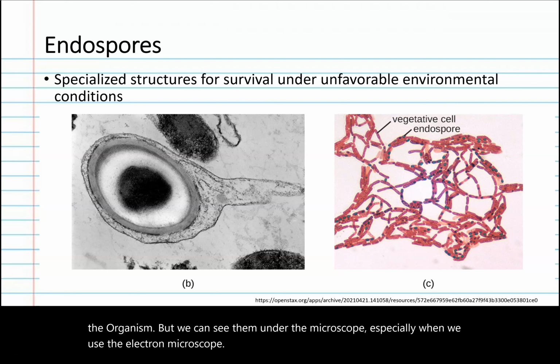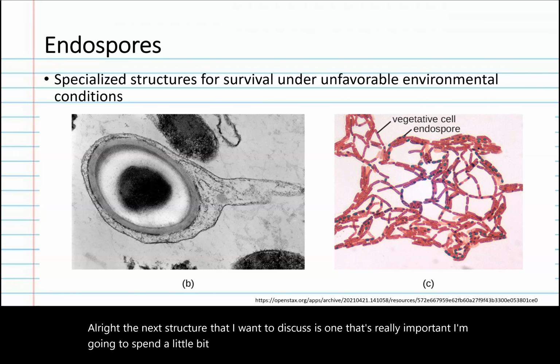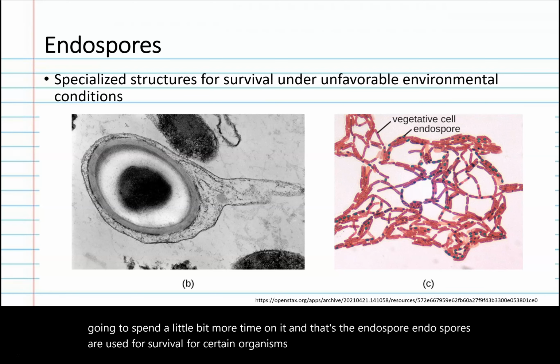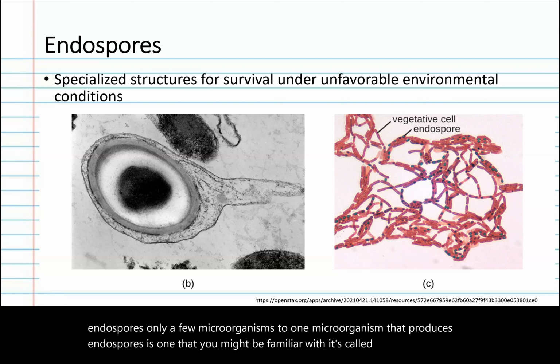All right, the next structure that I want to discuss is one that's really important. I'm going to spend a little bit more time on it, and that's the endospore. Endospores are used for survival for certain organisms. So not all bacteria produce endospores. Only a few microorganisms do. One microorganism that produces endospores is one that you might be familiar with. It's called Clostridium difficile, or C. diff for short.